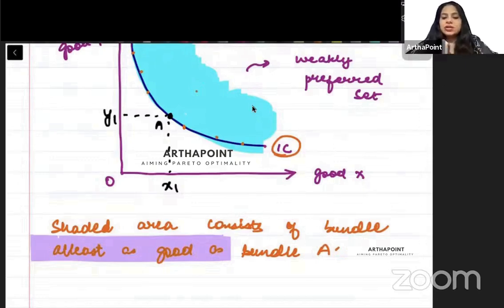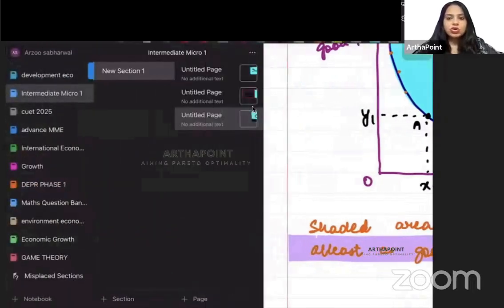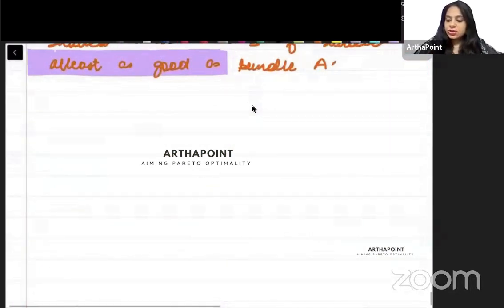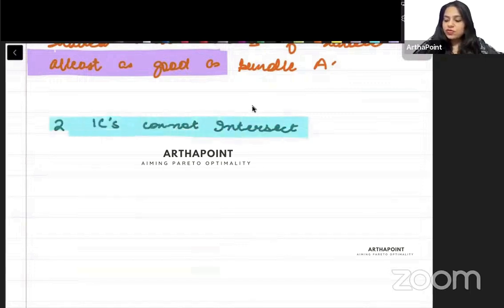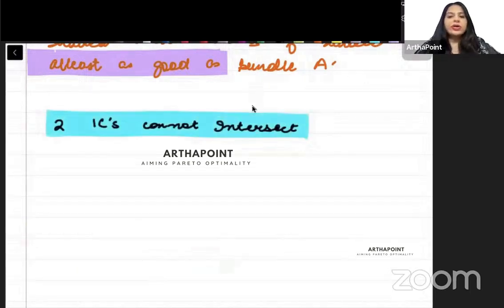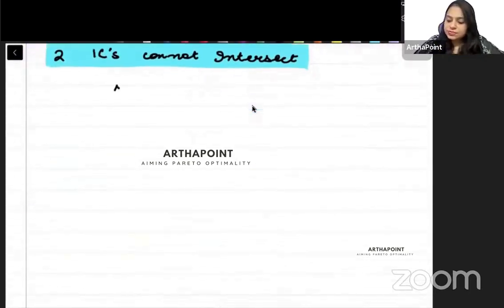Hi, good evening, everyone. So today we are going to do an important proof from the point of view of the exam, and that is that two indifference curves cannot intersect. The aim of this lecture is to prove that two ICs cannot intersect. Let us try to prove this. How can we prove this?